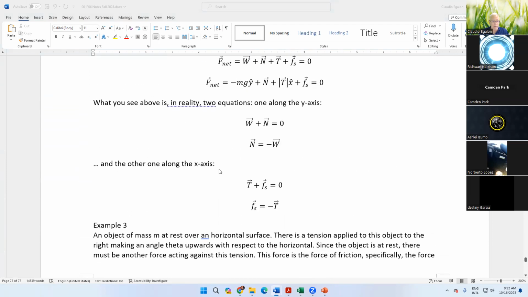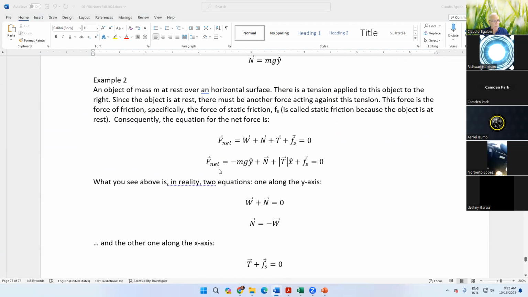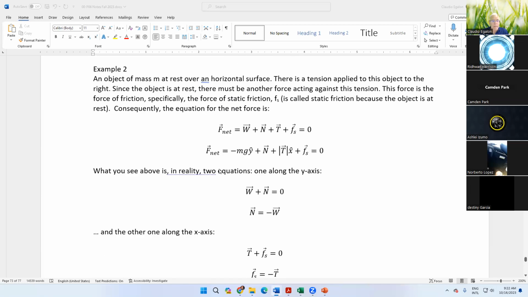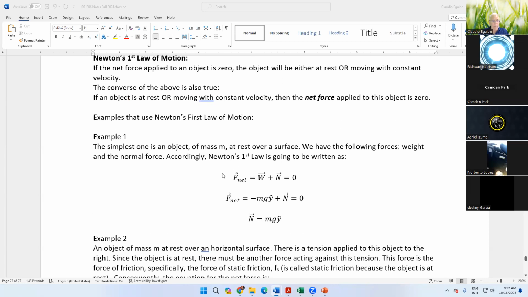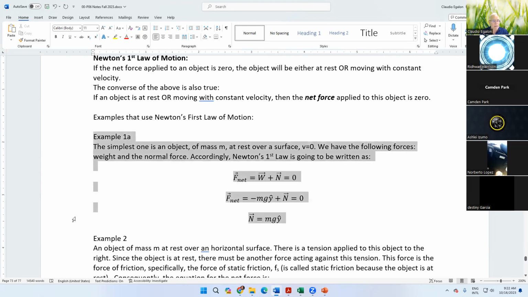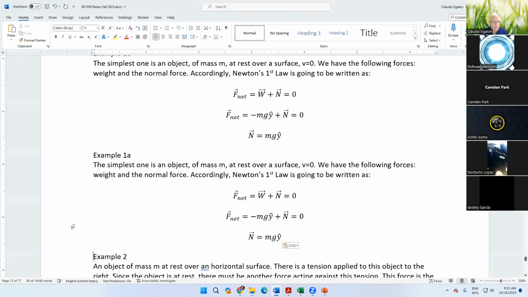I'm at rest. This one here, I'm going to call example 1A. At rest over the surface, V is going to be equal to 0, right? But then I'm going to repeat this problem for the case in which the object is not at rest. That's the second part of Newton's first law.